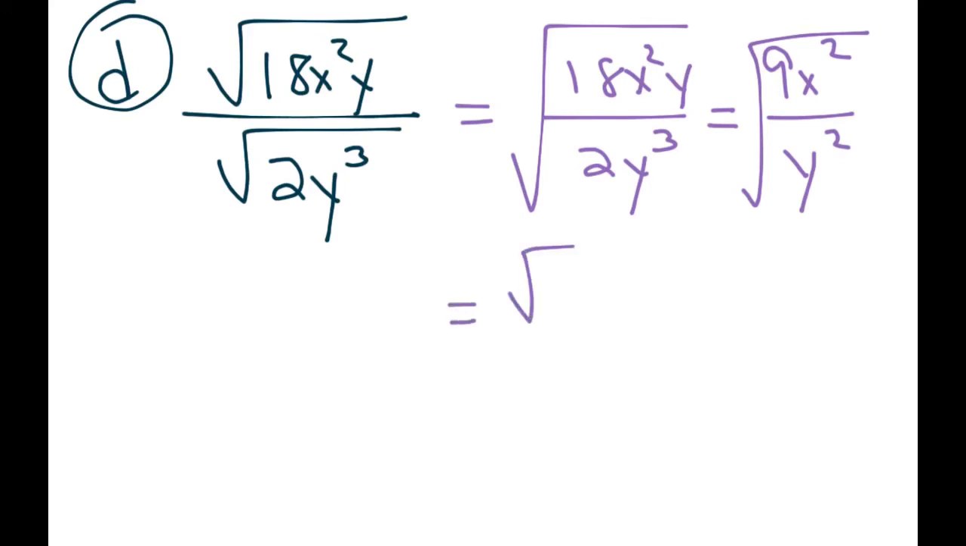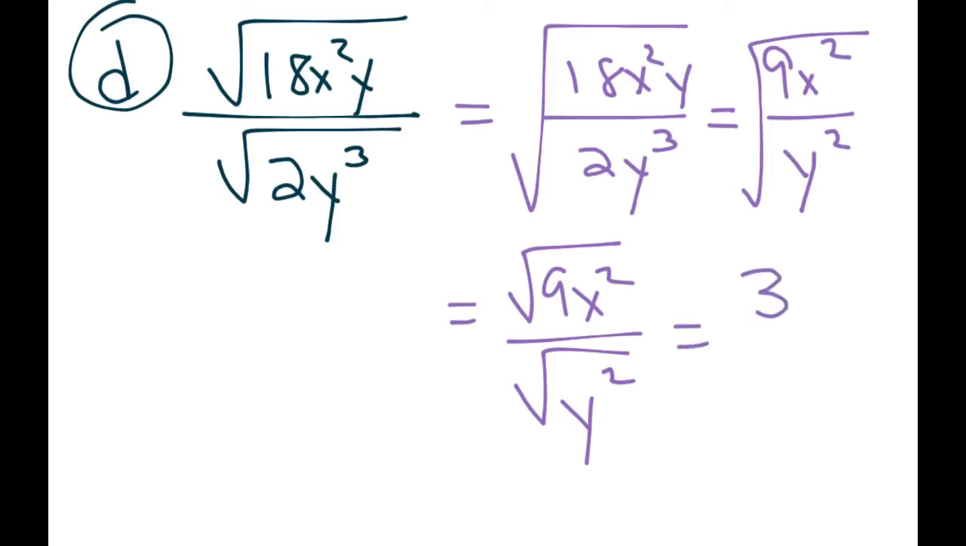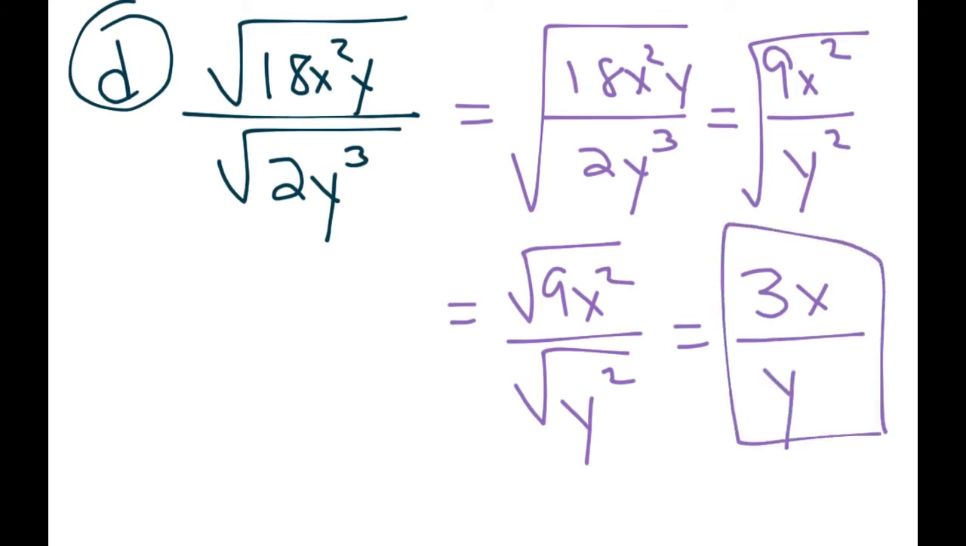Now I'm going to go back and redistribute the square root. Wait a second. Now that I did this simplifying, I have 2 factors everywhere. The square root of 9 is 3, the square root of x squared is x, and the square root of y squared is y. And that's the answer.